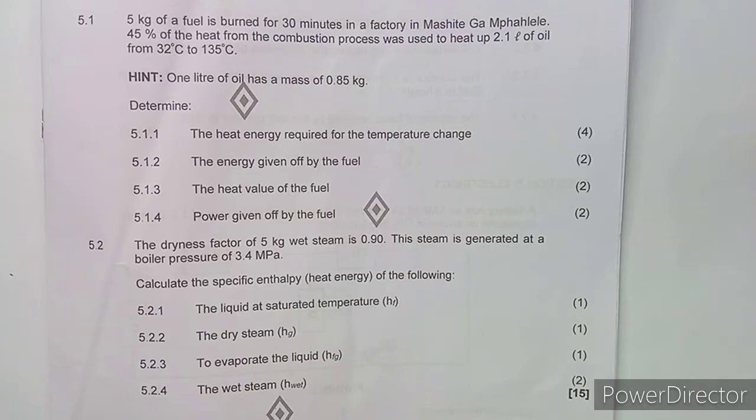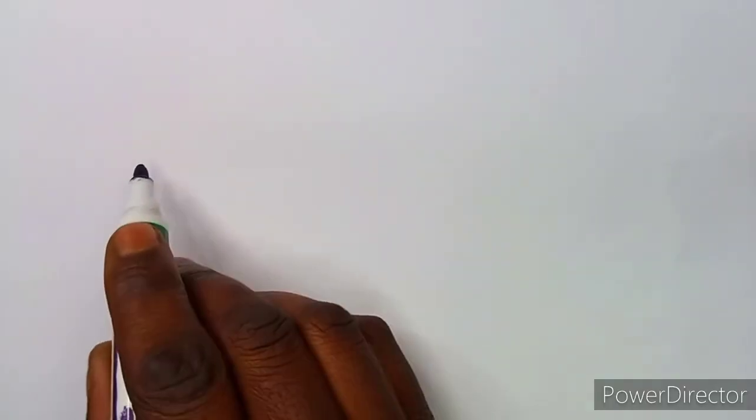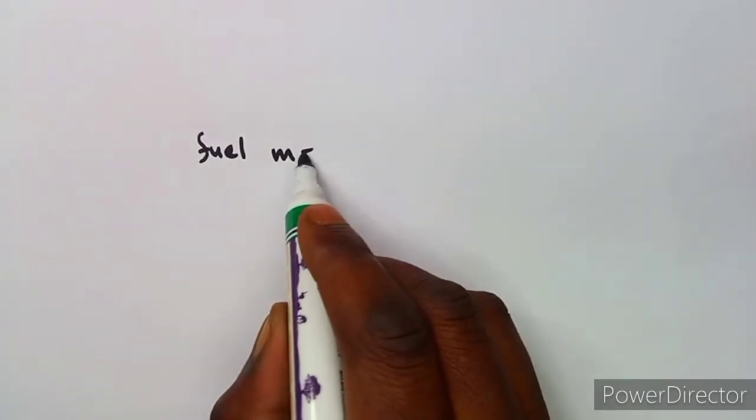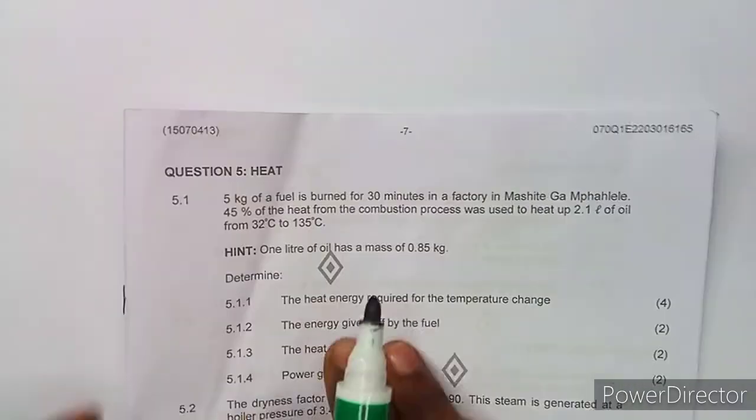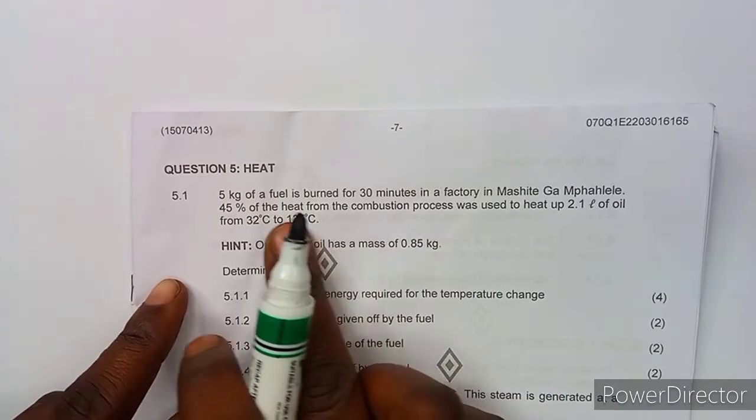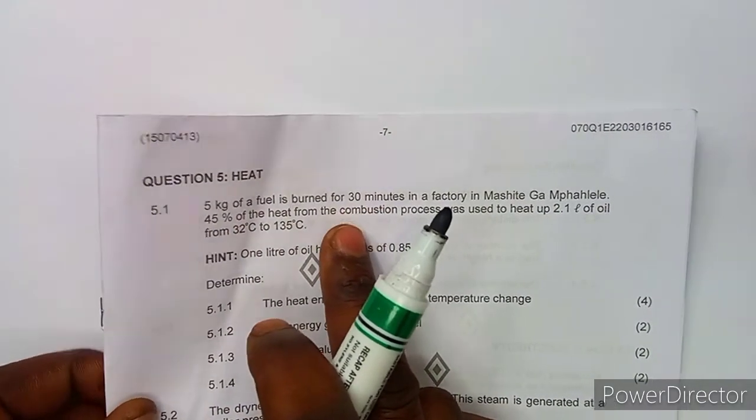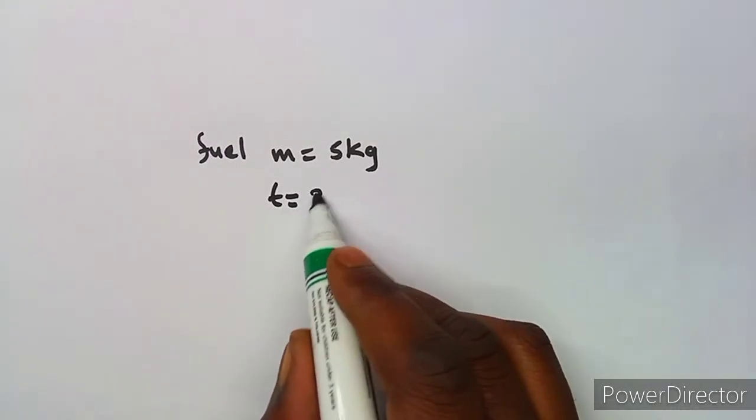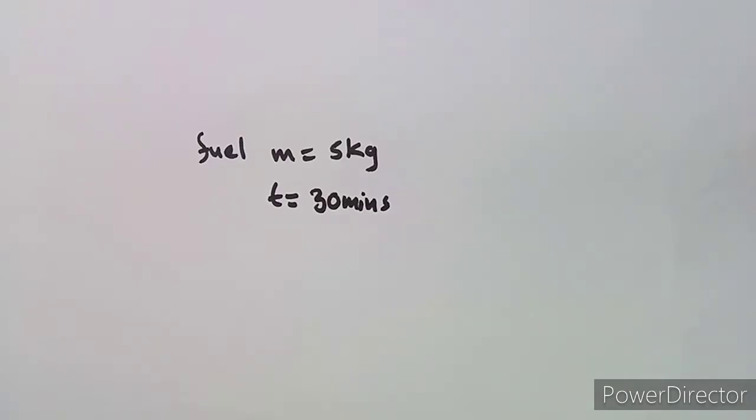All right, let's just list the information that we are given here. We have got a fuel, which has a mass of 5 kgs. If you consider the information, we've got a mass of 5 kgs, and it is to be burnt in a time of 30 minutes. That is the time interval. So the time that we have in this case is 30 minutes. We are going to do the conversions later on, but this is 30 minutes.